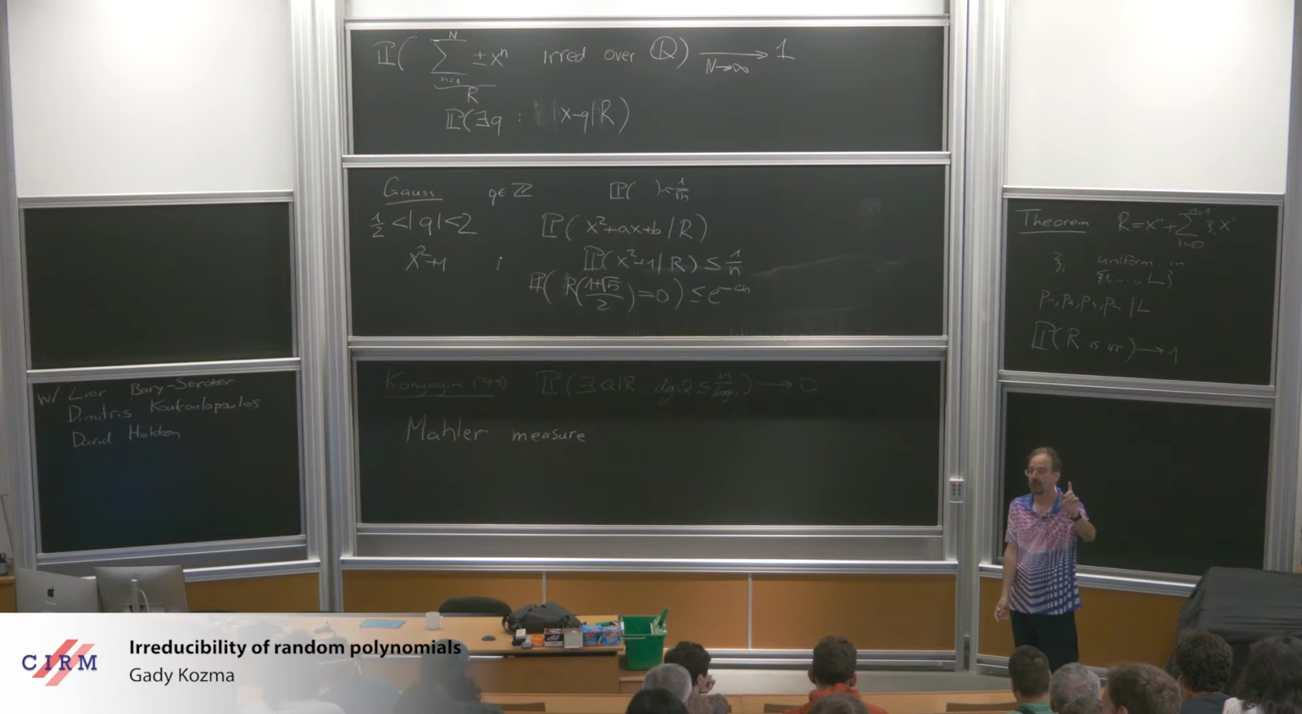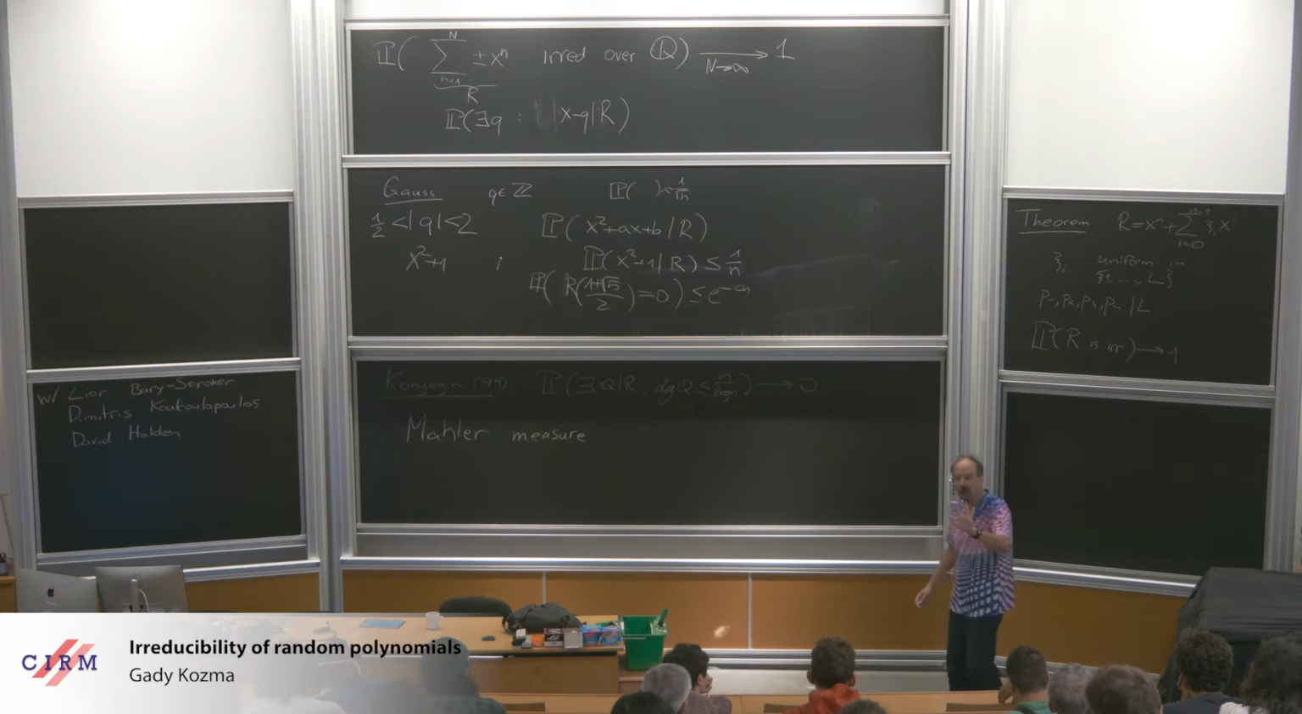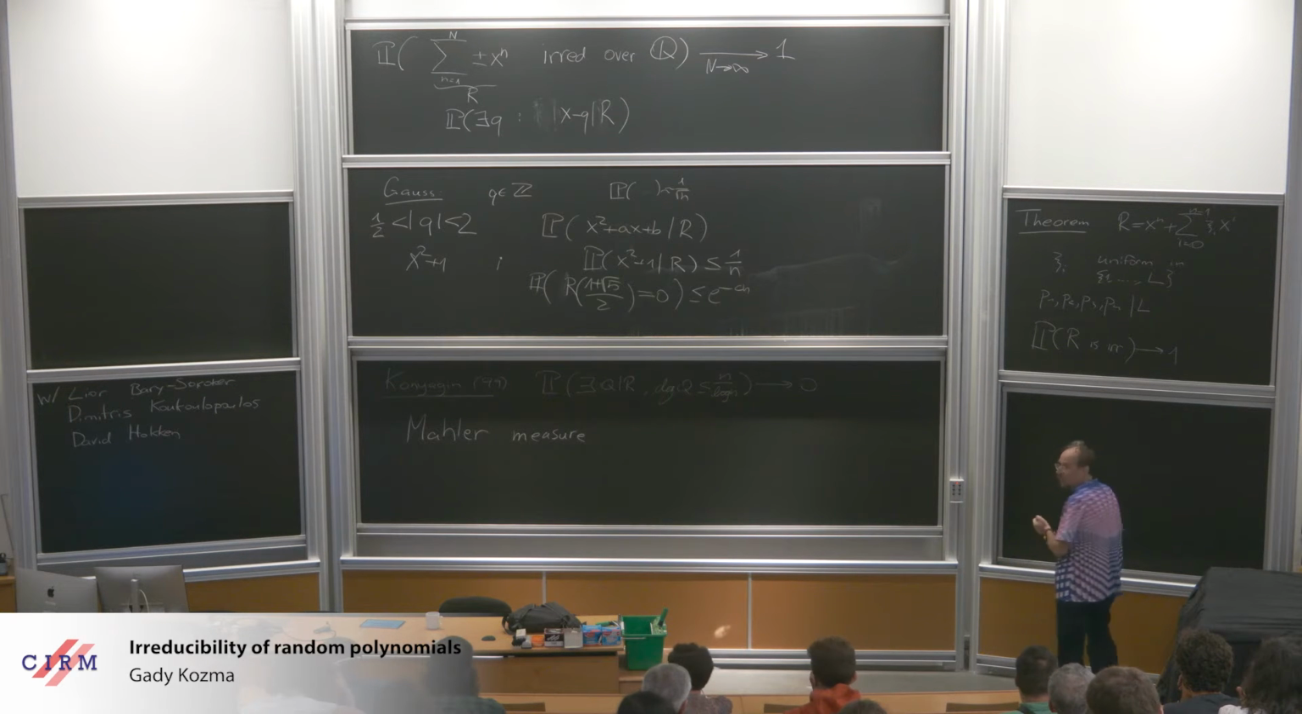Other questions? Yes? All the coefficients are positive? No, this is not important. You'll see in a second. But there is a slight importance that 0 is excluded. If 0 is included, then it's possible that the polynomial be reducible if just the first coefficient is 0. So you just change the question slightly. If 0 is allowed, then the probability doesn't go to 1, but to 1 minus the probability that the first coefficient is 0. But that's the only change. Other than that, it doesn't matter.